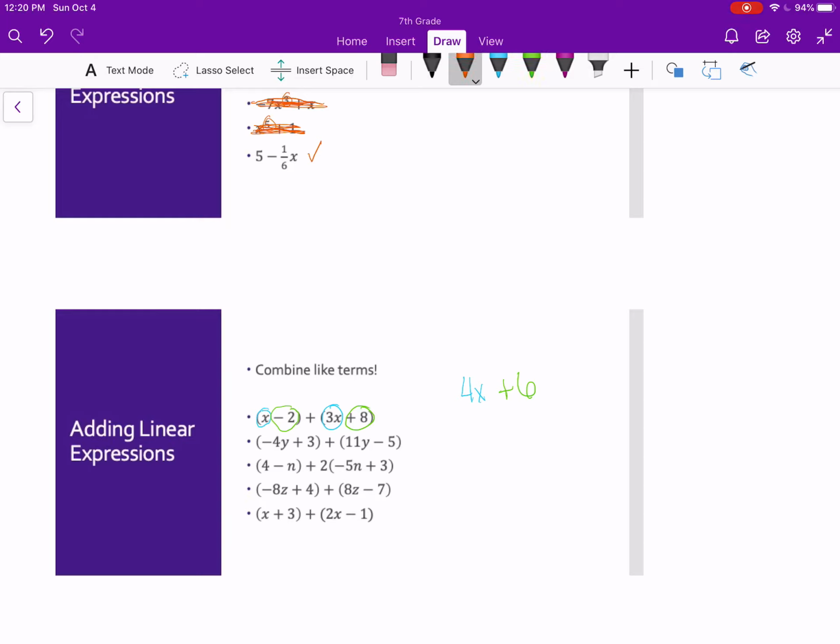Looking at the next one, let's look for like terms. So I see negative 4y, and in the other one I see 11y. Negative 4y plus 11y is going to be 7y. And then I see a plus 3 and a minus 5. 3 minus 5 is negative 2, so this simplifies to 7y minus 2.